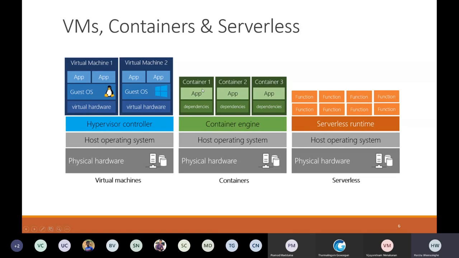When it comes to containers, we have the physical hardware layer, the host operating system, and something called the container engine.